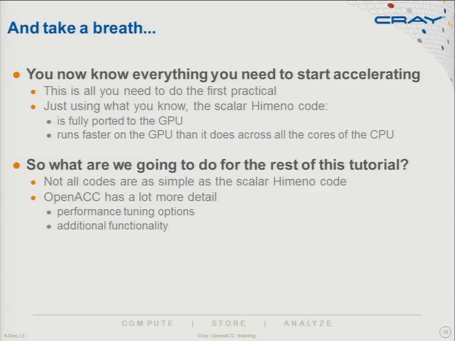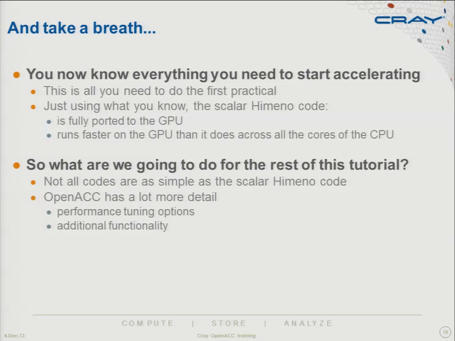So we've gone a little bit over here, but these are the basics, so we should go slowly. You now know everything you need to do to accelerate a simple code. And the simple code we're going to do is a scalar Himeno benchmark. It's going to port the whole code to the GPU, and crucially, it's going to be faster than the whole CPU. We haven't done any tuning. The only tuning we've done is understanding data movements.